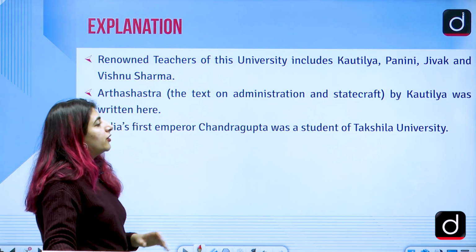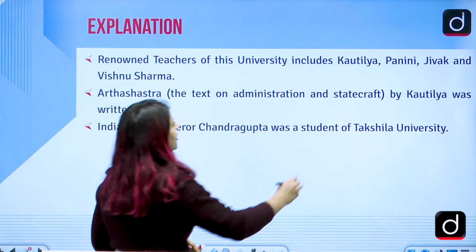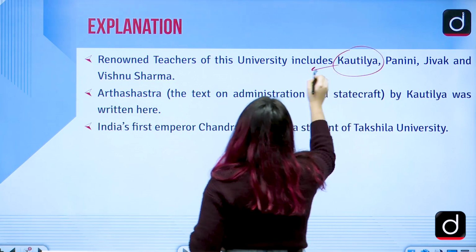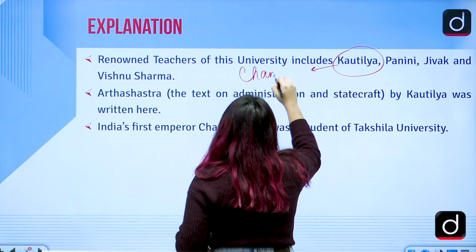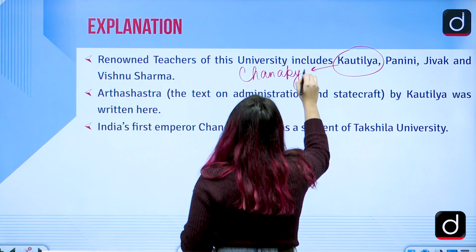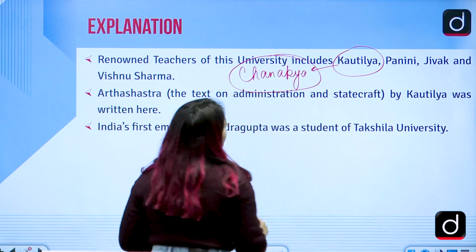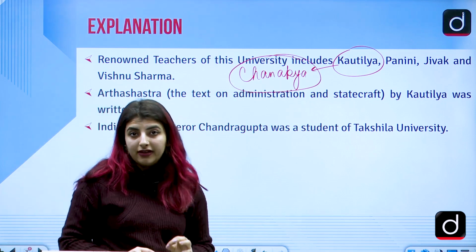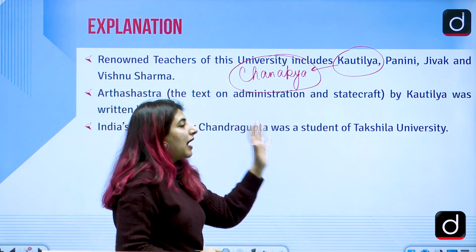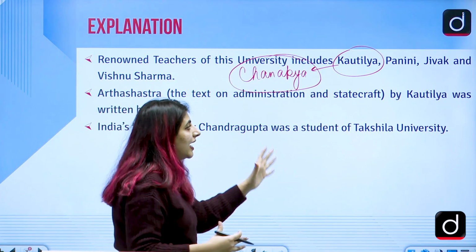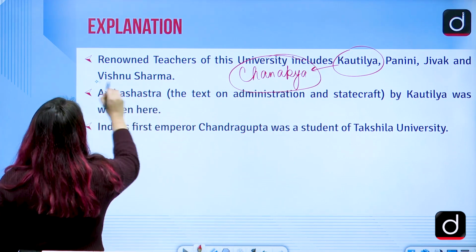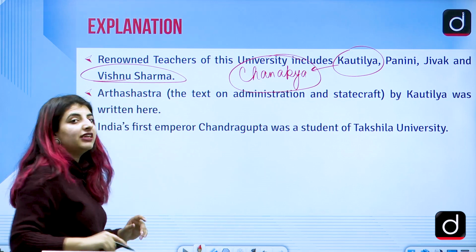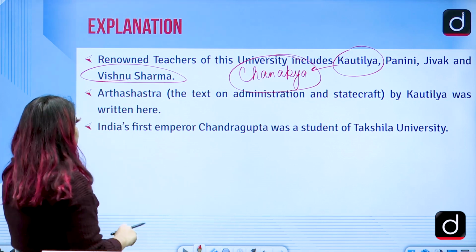Renowned teachers of this university include Kautilya. Another name he has is Chanakya. Right? So Chanakya's book was Arthashastra, which was also really prominent, correct? Kautilya, Panini's Ashtadhyayi, Jeevak and Vishnu Sharma, these were certain prominent scholars in that very university.